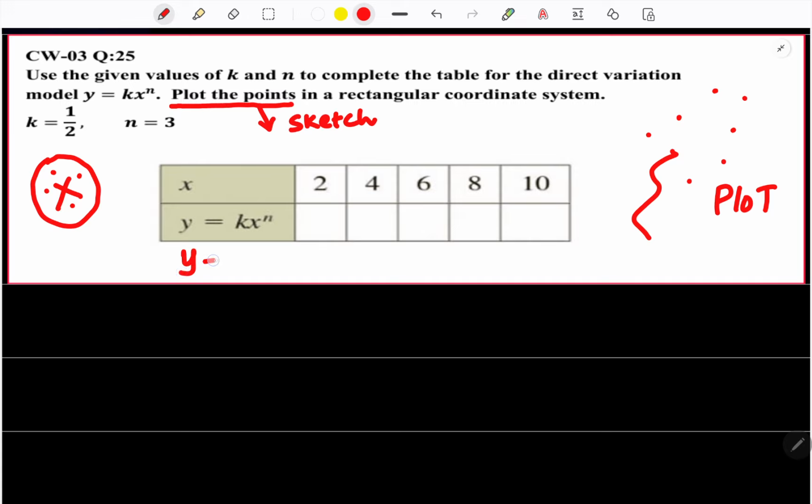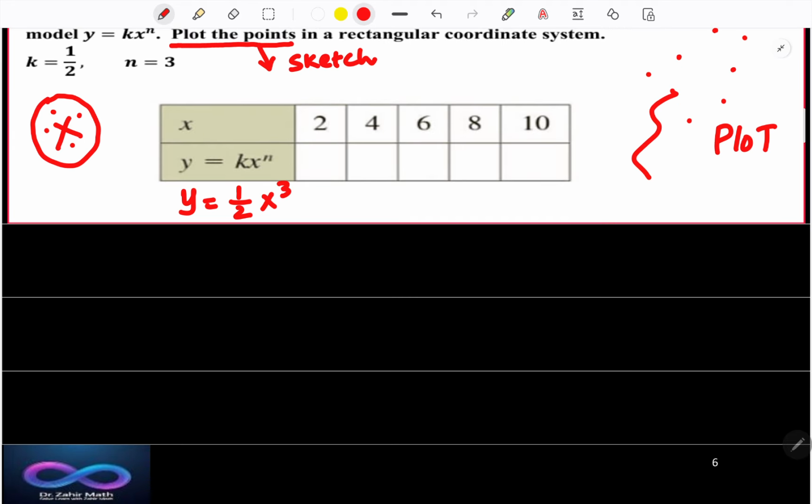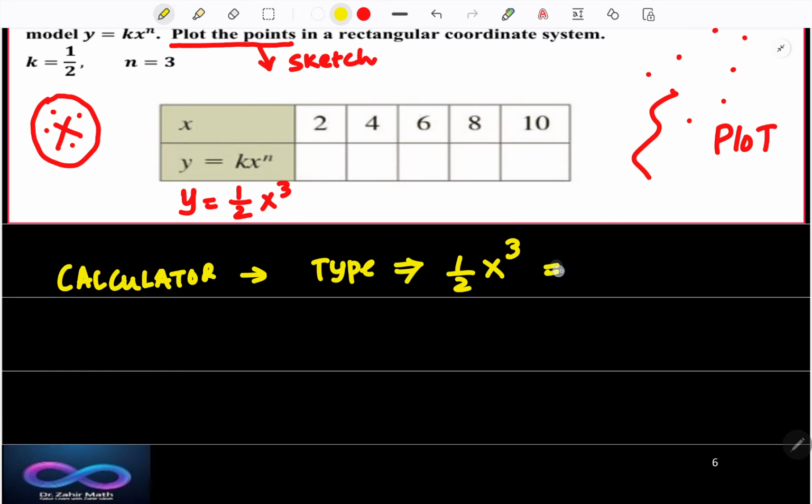So y is equal to, what is the value of k? Which is 1 by 2. What is the value of n? Power 3. It's so simple. Take your calculator, all of you. Please type this. What you need to type? Half x power 3.